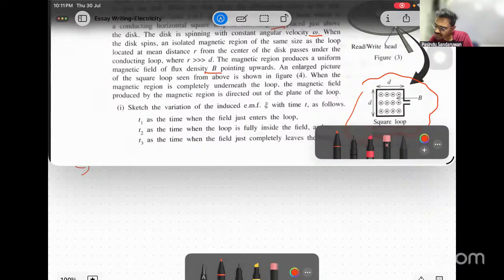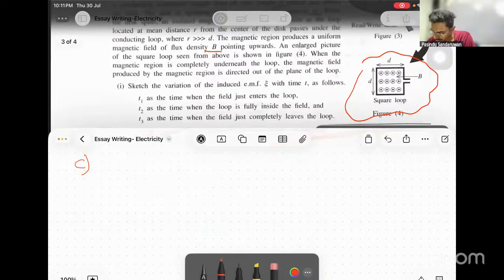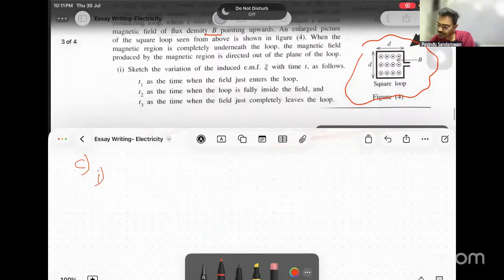When the magnetic region is completely underneath the loop, the magnetic field produced by the magnetic region is directed out of the plane of the loop. First one: sketch the variation of induced EMF psi with time t, taking T1 as the time when the field just enters the loop.